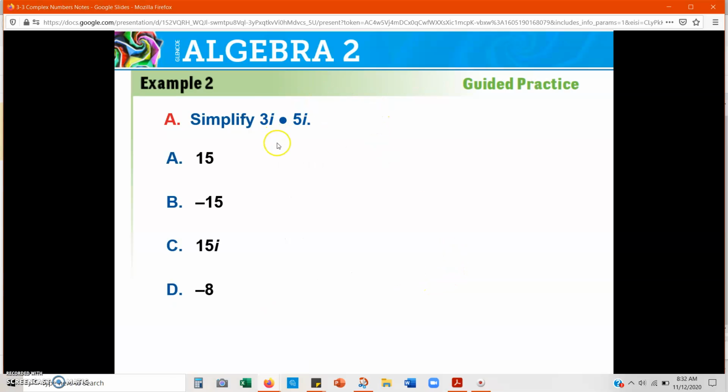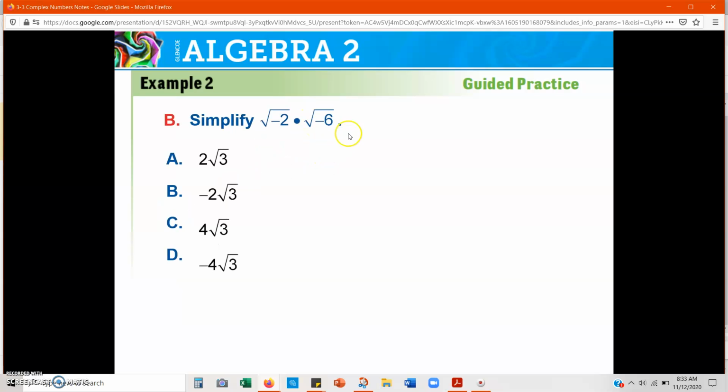Now, for this one, I want you to take a moment, pause the video, solve it, check back, see if you got the right answer. You should have gotten B. 3 times 5 is 15. i times i is i squared. i squared equals negative 1. 15 times negative 1 is negative 15. For this one, do the same thing. Pause the video, solve it, check back, see what your answer is. See if you're right. Hopefully you are.